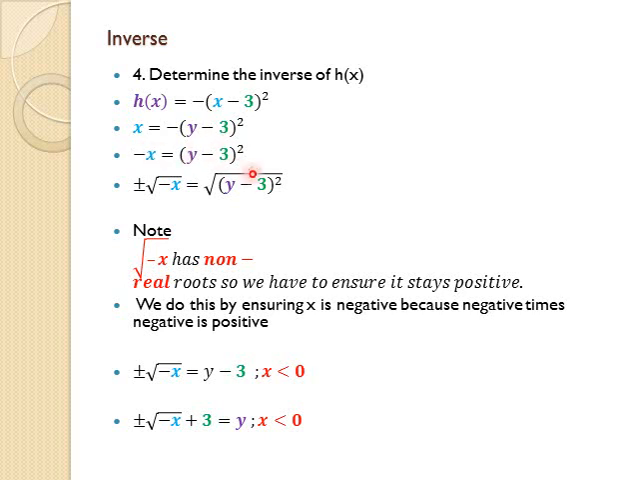From there, to get rid of the square, I'm going to find the square root. So that square root there is plus minus square root negative x equals square root y minus 3 squared. Right? You should know that the square root of negative x has non-real roots. So we have to ensure it stays positive.